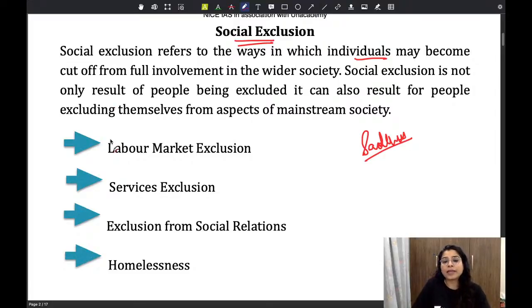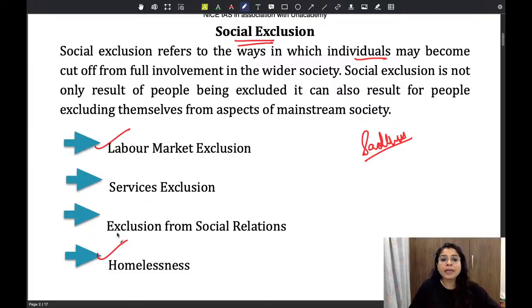Right. Now let us see the forms of social exclusion. The first one is labor market exclusion. As the term itself suggests, we are looking at economic exclusion, where an individual is not getting adequate income, is not getting equal income, or is not even able to get the opportunity to work, to employ himself or herself. So it is labor market exclusion. You're excluded from the economic activities or the labor activities.